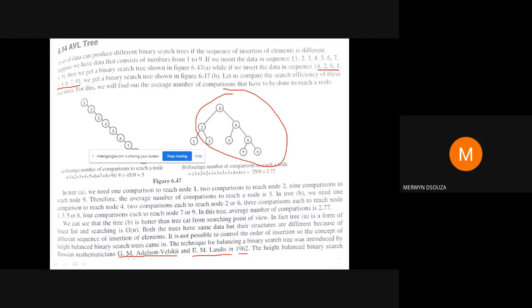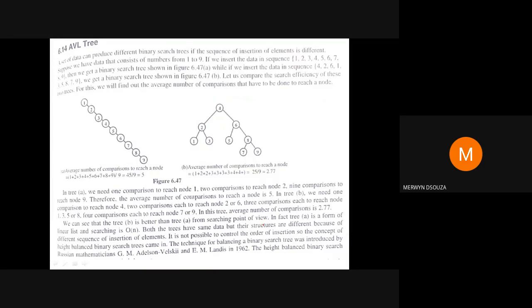But using a technique that these two mathematicians discovered, it's possible to control the height of the tree so that it becomes more efficient. Taking from their names, this A, V and L, this special type of tree where you control the height is known as an AVL tree. I don't remember this, and I don't think anyone will ask you for the exams, but you should know it.